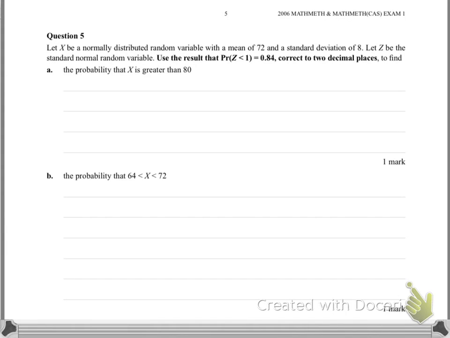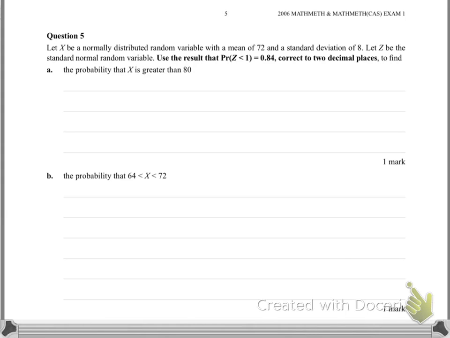Okay, so we're going to look at this problem. Let x be a normally distributed random variable with a mean of 72 and a standard deviation of 8. Let z be the standard normal random variable. Use this result that the probability of z less than 1 is equal to 0.84, corrected to 2 decimal places, to find the probability that x is greater than 80.